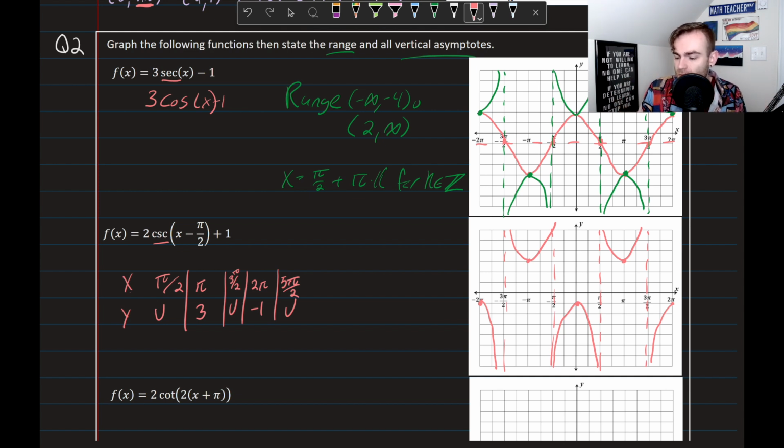As far as the domain and range, we can easily see that the range is negative infinity to negative 1, union 3 to infinity. And as far as the asymptotes go, we can see that we have the same exact asymptotes that we had before. So the first one is at pi over 2, and they're every whole value of pi after that. That looks ugly. It's fine.